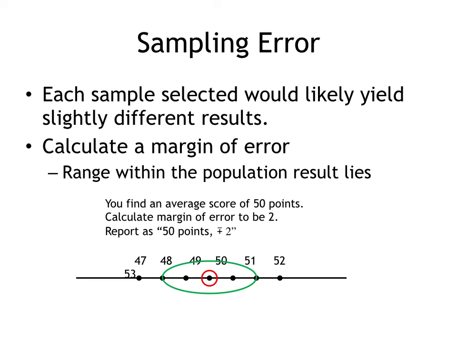Because we know that each sample is going to give us slightly different results, we calculate what's called a margin of error. This is actually a range within which we can be very confident that the results for our population lie. So, if you find an average score of 50 points for my sample, and then I calculate a margin of error to be 2, and you don't need to know how to calculate that margin of error. That's some statistical work that you can learn about in a different class. But if I calculated that to be 2, I report that the average score is 50 points plus or minus 2. That means that I'm very confident that the average score for the population is between 48 and 52.